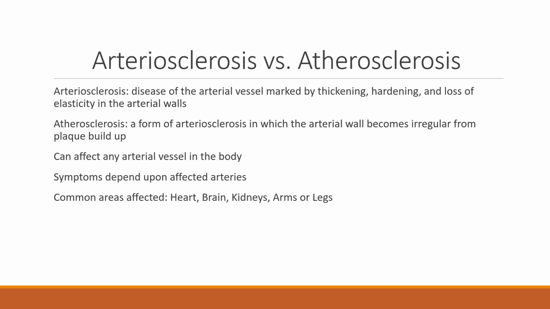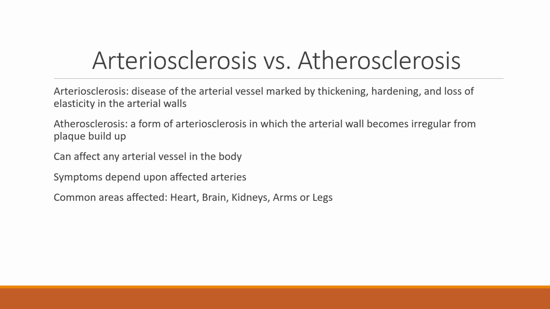Atherosclerosis is a type of arteriosclerosis. You get the same thing: the thickening, the hardening, and the loss of elasticity in the arterial walls, but the arterial wall is also going to become irregular with plaque buildup. So if you think of arteriosclerosis as that stiffening of the walls, atherosclerosis is going to be the same thing, but with the presence of plaque. The plaque can build up and narrow the lumen. It can also obstruct the lumen if there's enough of it. And this can happen in any arterial vessel.